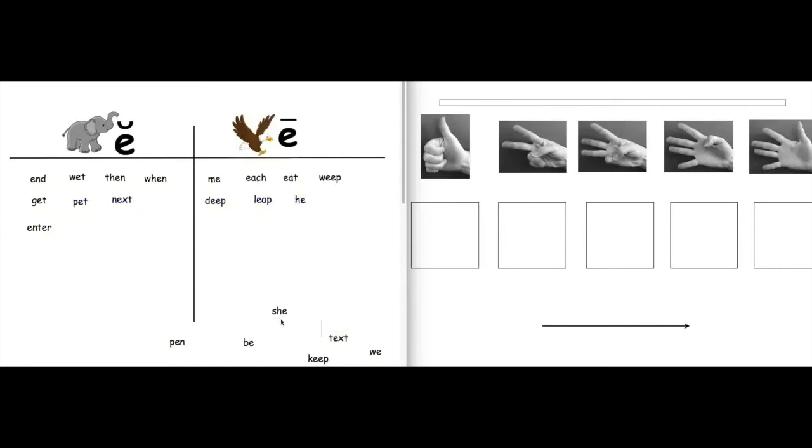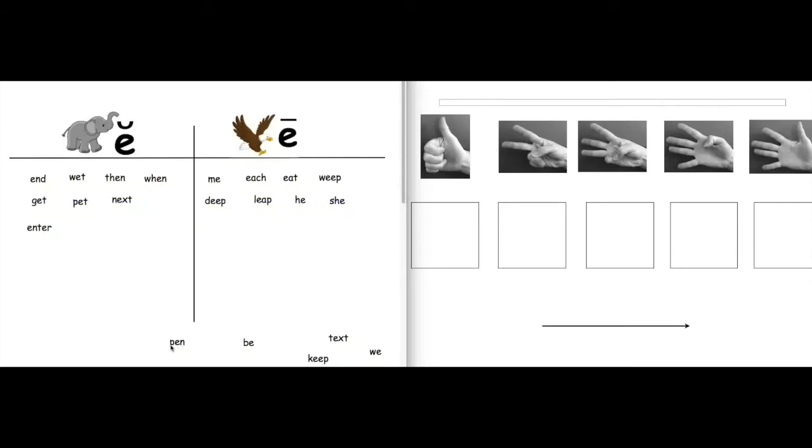Let's look at this word. Oh, another power word. She. When you're talking about a girl, you can say she. Let's make the sounds. Sh, E, she. How many sounds? You're right, there's 2 sounds. She has a long E sound at the end. It goes right here. She. Let's look at this word.